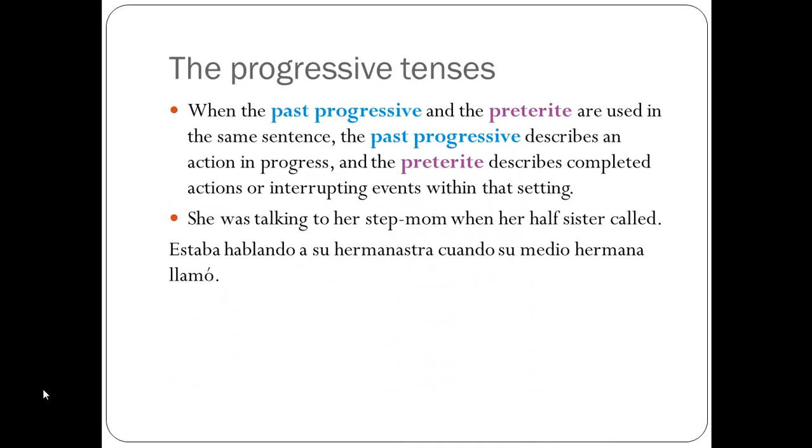So, with that in mind, a lot of times we use the past progressive with the preterite to talk about actions that are going on that get stopped abruptly by a completed action. So here's an example. She was talking to her stepmom when her half-sister called. Ella estaba hablando a su hermanastra cuando su medio hermana llamó. So it's a continuous action that gets stopped abruptly by a preterite action. And we know that the imperfect lingers and the preterite stops.